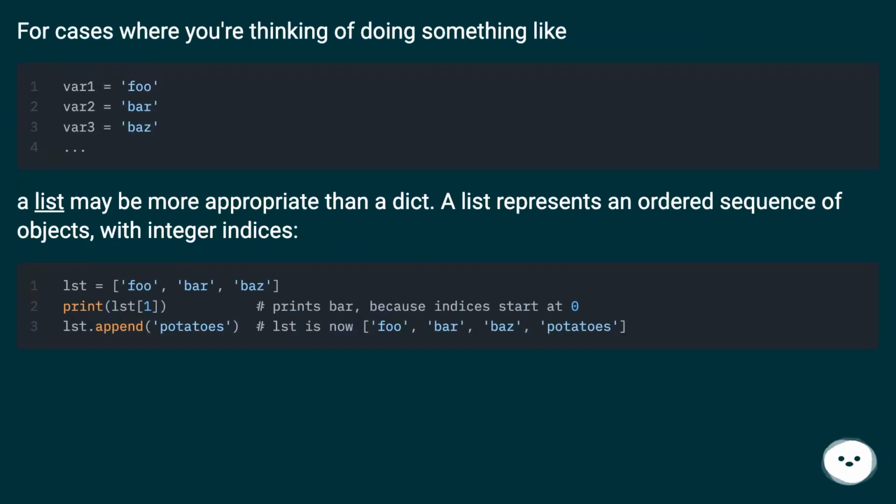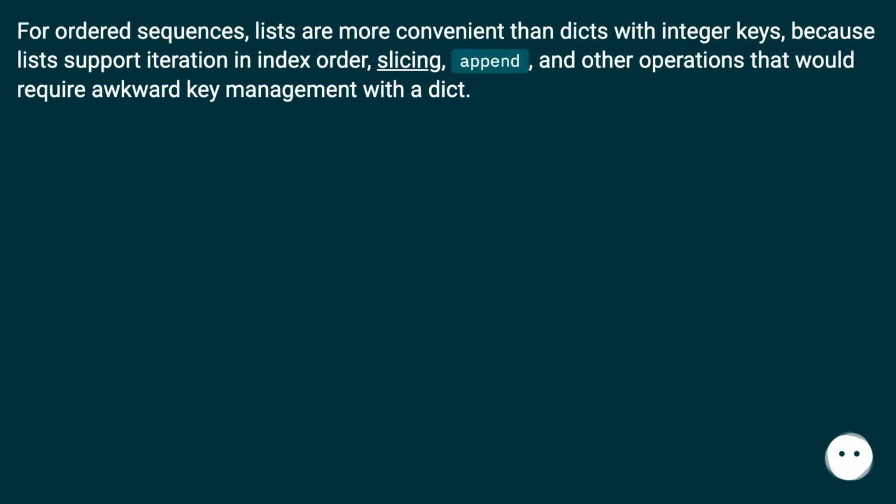For cases where you're thinking of doing something like this, a list may be more appropriate than a dict. A list represents an ordered sequence of objects, with integer indices. For ordered sequences, lists are more convenient than dicts with integer keys, because lists support iteration in index order, slicing, append, and other operations that would require awkward key management with a dict.